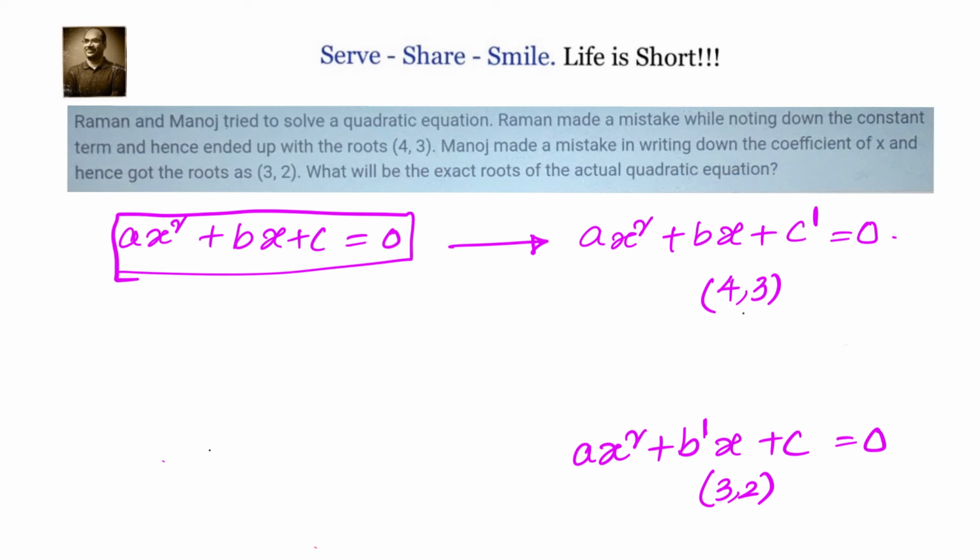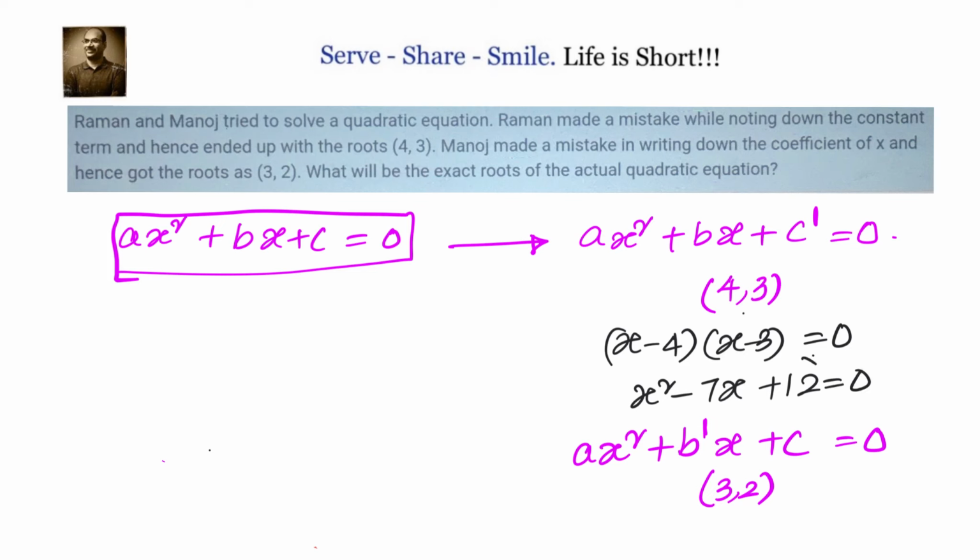Now if I take 4, 3 as the roots, what will be my quadratic equation? x minus 4 into x minus 3 equals to 0, or x square minus 7x plus 12 equals to 0. Now we know that in this scenario only the constant term is wrong, remaining all are correct. That means we got 1x square minus 7x. We just need to calculate what is the value of c now.